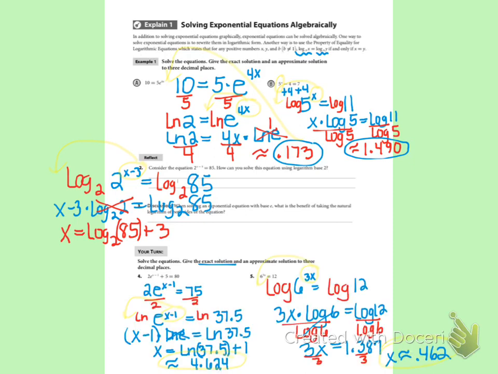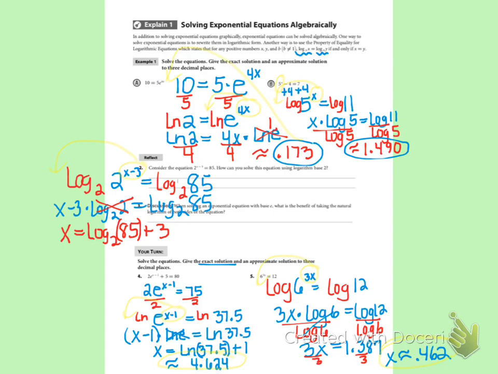Alright, so thanks for giving those a try. Pause the video if you need to check through the work if for some reason you didn't get the answers that you see here. 4.624 for number 4, and number 5, oh, it's really close. It's 0.462, just off by a decimal place.